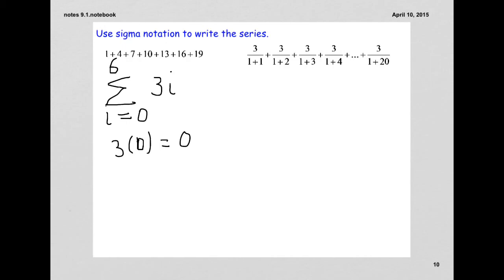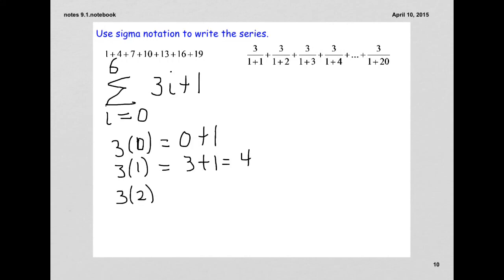Well, that's not what my first term is. It's 1. Well, if I add 1, that gives me my first term. Let's try the next one. 3 times 1 plus 3 plus 1 equals 4. Okay, so it looks like 3i plus 1 is what I'm going to use. Let's try one more. So that's 3 times 2 is 6 plus 1 equals 7. And that seems to work. So there is my summation notation for that sum.